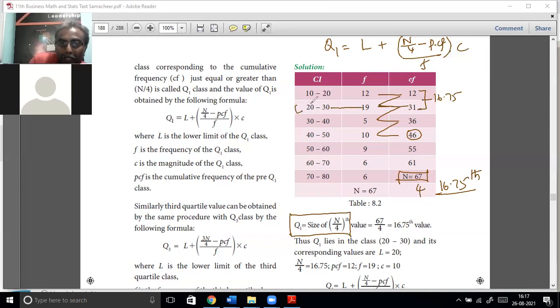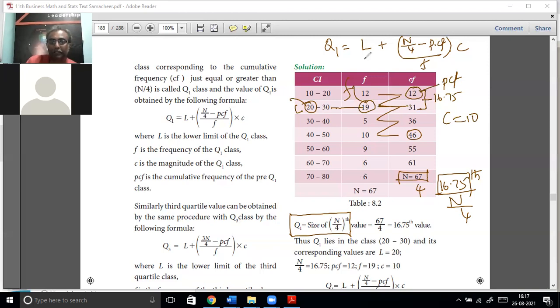This is L. L will be 20. F will be 19. PCF equals 12. This is PCF, this is F, this is L. And then you already have n by 4, which is 16.75, already calculated. C will be 10 for this, because it is 10 to 20, 20 to 30. Now you can easily calculate using this formula.